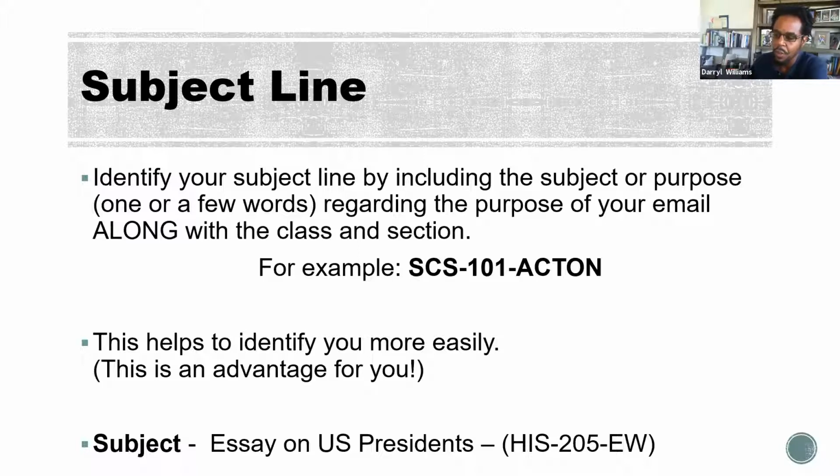So if you don't know what to put in the subject line, put at least a short phrase on what it's about, but I would somewhere put in the section as well. Whatever that may be, SES 101, and then ACTON or whatever the section number is. And then the subject, for example, essay on US presidents. I don't know if you can see it at the bottom here: history 205 EW. That would be something perfect. That would let the instructor know it's regarding an essay on the presidents, and it also identifies the section.